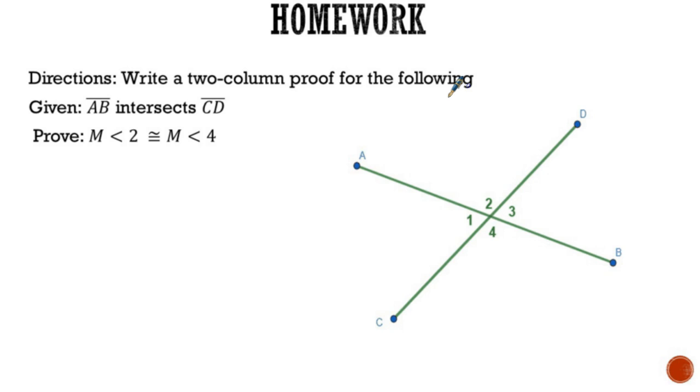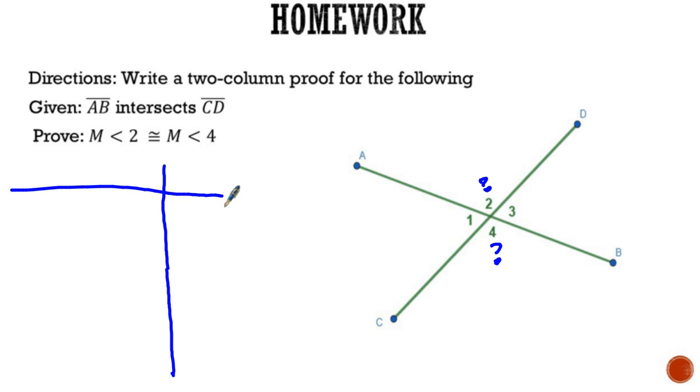It says write a 2-column proof for the following. It gives me that line segment AB intersects line segment CD. So here we go, these 2 lines intersect. And it wants me to prove that the measure of angle 4, that's this angle, is congruent to this angle right here. And these are vertical angles, and I want to prove it. So I'm going to draw my little columns and write my proof.